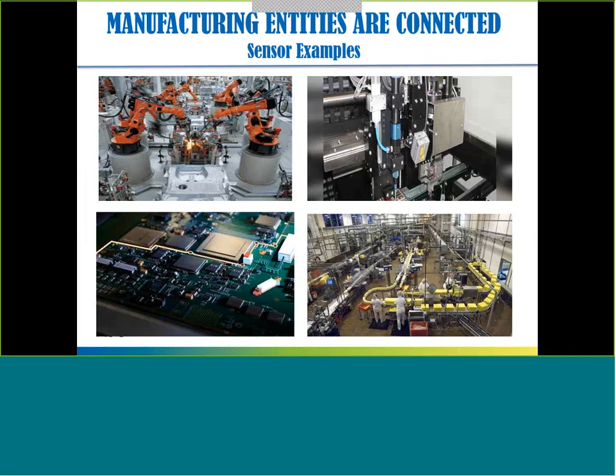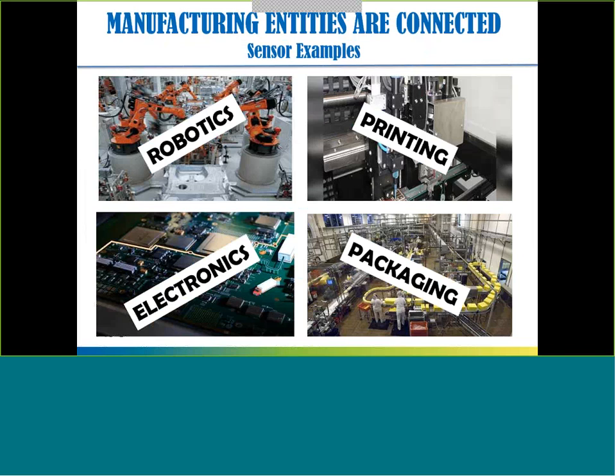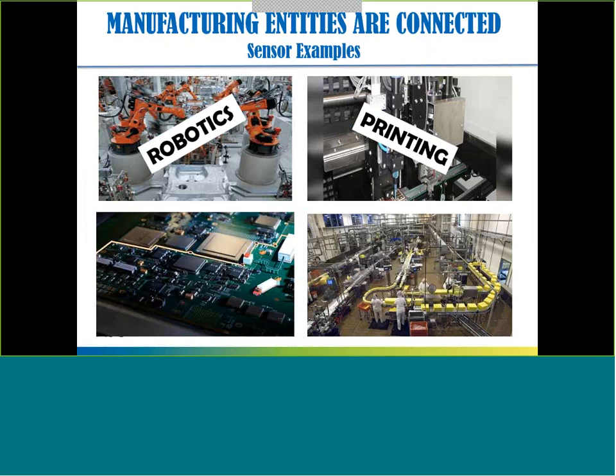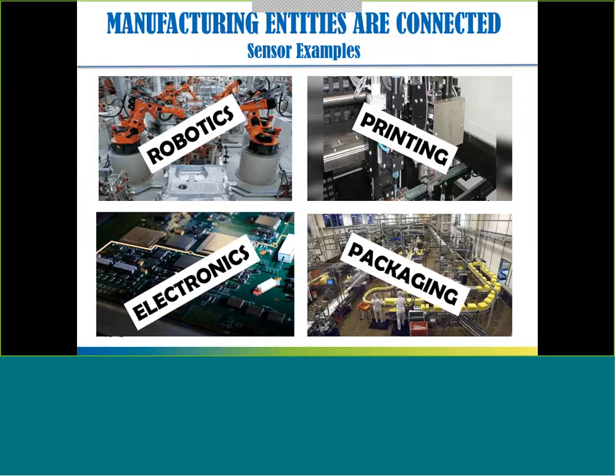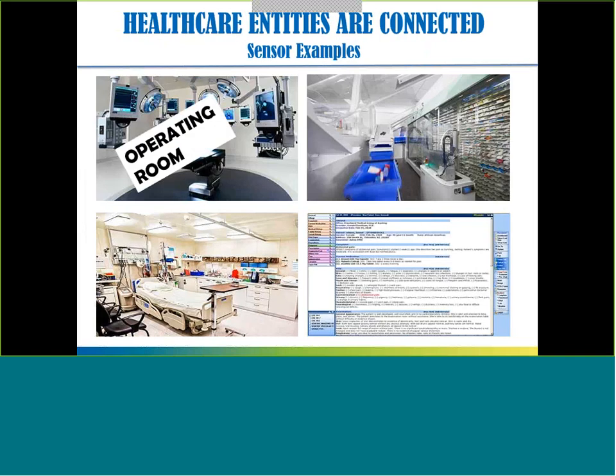So if we look at manufacturing, for example, and it's connected, we've got robotics, we've got printing, we've got electronics, we've got packaging, high-speed lines that give us sensor data that we can use then to feed back and look at the quality of not only the product, but the processes. If we go back here, notice the subtitle on this slide, leading versus lagging indicators. The lagging indicators are your measures on your product. The leading indicators are all the measures that you're getting off these sensors in places like manufacturing, healthcare, in operating rooms, hospital pharmacies. Notice this hospital pharmacy has a robot that's actually picking out the prescriptions for this large medical center.